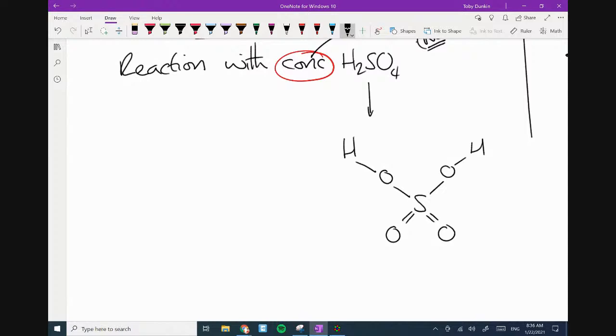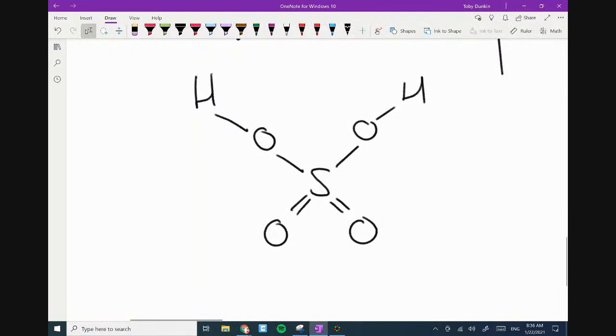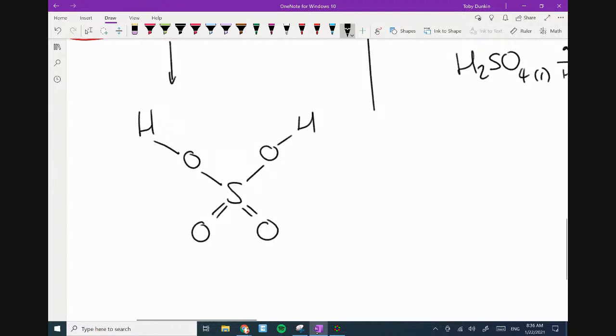Yes? So here's sulfuric acid, guys. I hate to say it, you've got to know that structure. You've got to be able to draw it because you're going to need it when you do electrophilic addition of alkenes with sulfuric acid. The next question is, so I'll write the thing next to it as well.